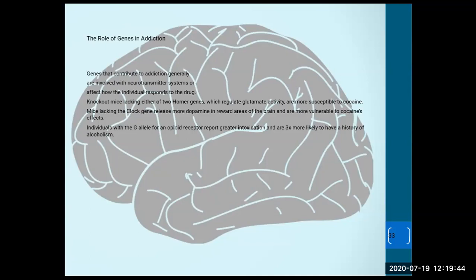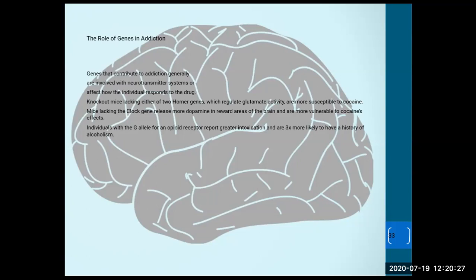So if we take away a gene and then the next mouse is born without it, we call that a knockout mouse, because you basically knocked out the gene from their genome. There are two genes called Homer genes, and if we use mice that are lacking either one or both Homer genes, this regulates glutamate activity, and it seems that these Homer knockout mice are more susceptible to the effects of cocaine. It makes them more sensitive to the effects, and it makes it more likely that if given the chance, they would continuously press for more cocaine.